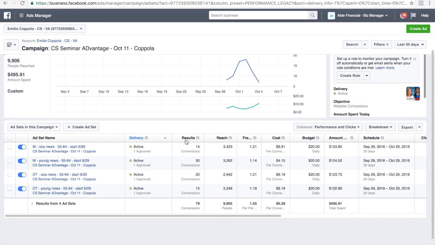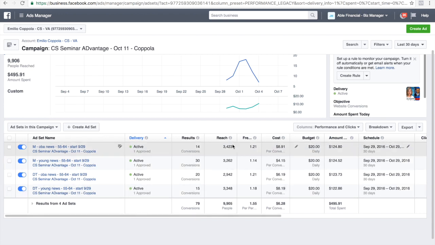Now the first column that we see here is results. Because this is a conversion campaign, this is the number of conversions that I'm getting by ad set. This first ad set has gotten 14 conversions, the second 30, the third 20, and the fourth has gotten 15, for a total of 79. Now keep in mind that if you're running a clicks to website campaign, your results column is not going to show you conversions, it's going to show you clicks because that's the objective of your campaign. So the result for that objective is a click. And the same thing goes for other campaign objectives.